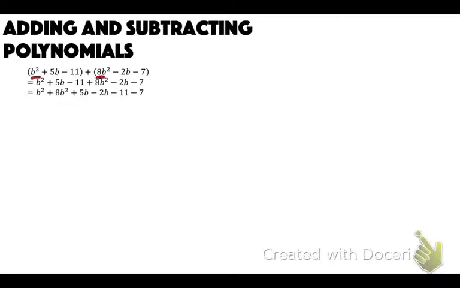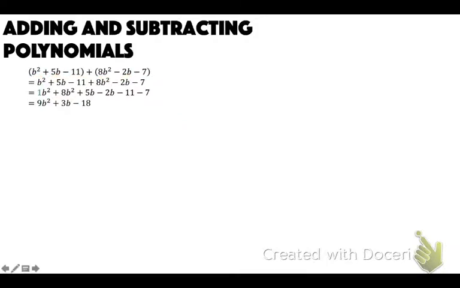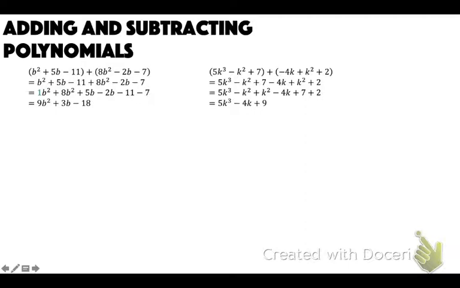Well, b squared plus 8b squared is 9b squared. 5b plus negative 2b is 3b. And then 11 minus 7 is 4. Okay, and you're going to get the same thing here. Okay, this one, the parentheses drop, and then we can combine like terms, and so we end up getting 5k cubed. Those k squareds cancel, so negative k squared plus k squared is gone. And then negative 4k, and 7 plus 2 is 9.